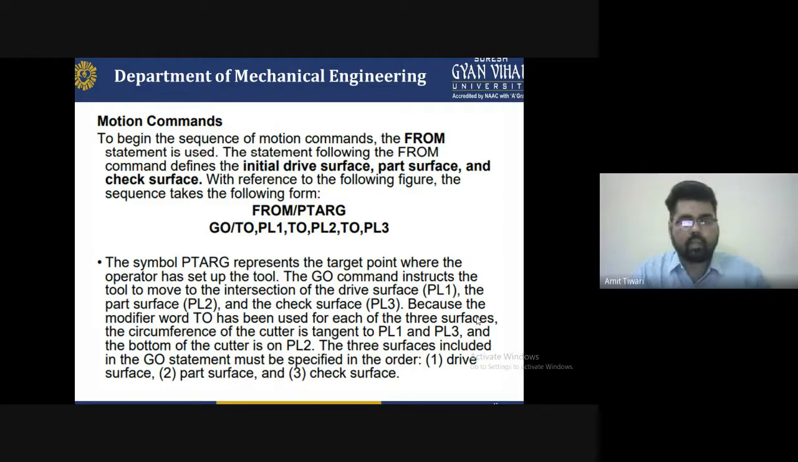There is a driving surface, part surface, and check surface. These are the three types of surfaces used in the GO statement, which must be supplied. I hope you understand this video, and I will write some questions at the end of the lecture.